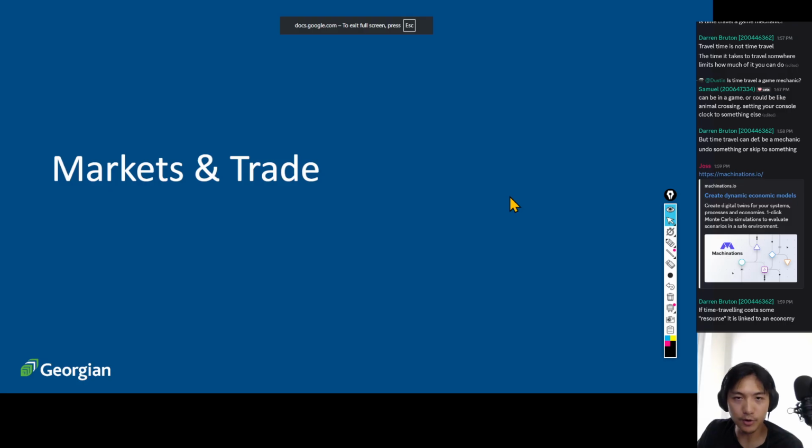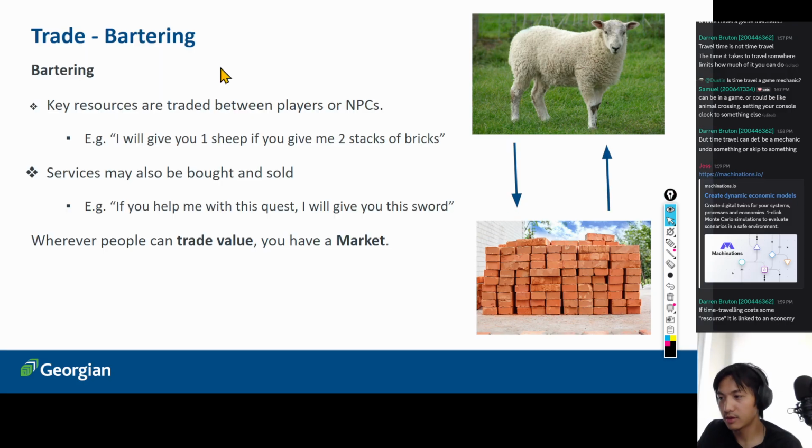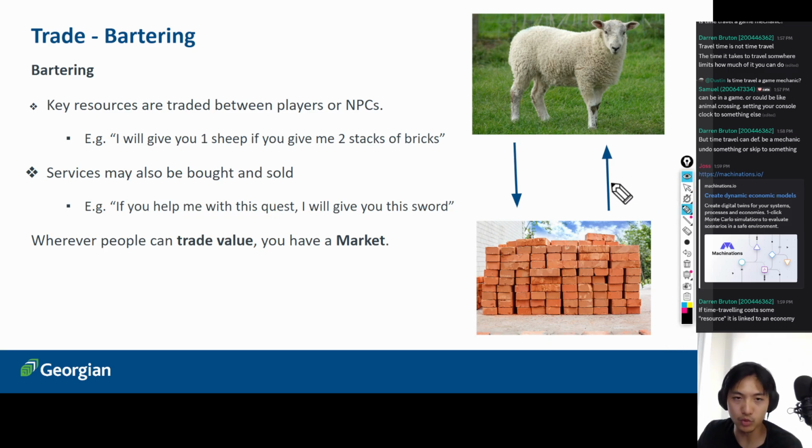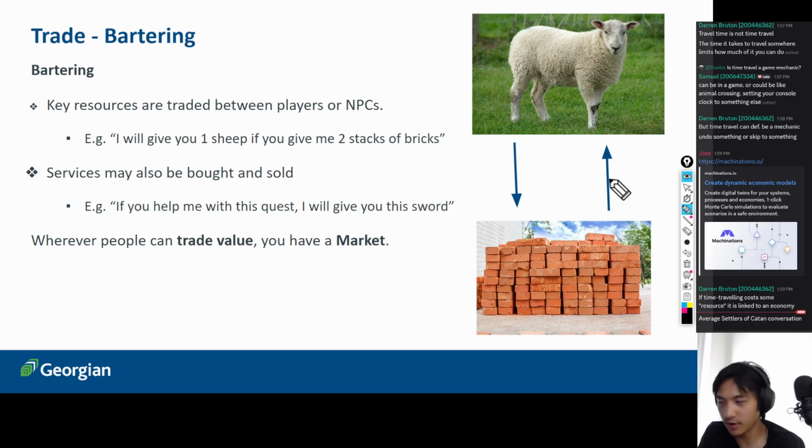So let's talk about markets. Let's talk about trade. The simplest form of trading is bartering, right? You have something that somebody else wants, and they have something that you want. So you trade, right? I will give you my sheep if you give me 2 stacks of bricks. Simple. Okay, sure. Trade a sheep for 2 stacks of bricks.